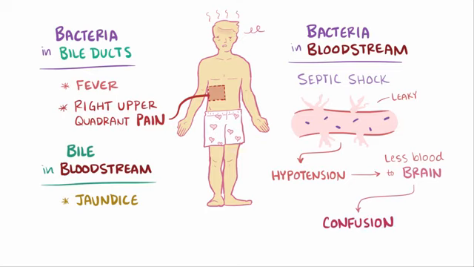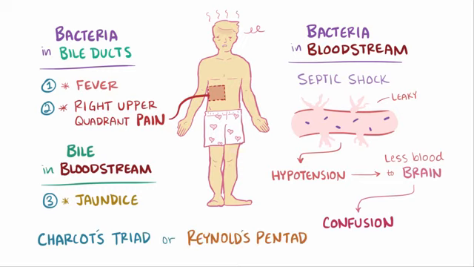Now, a common categorization of these symptoms is Charcot's triad, which includes fever, right upper quadrant pain, and jaundice, as well as another one called Reynolds pentad, which includes those three, plus hypotension and confusion.